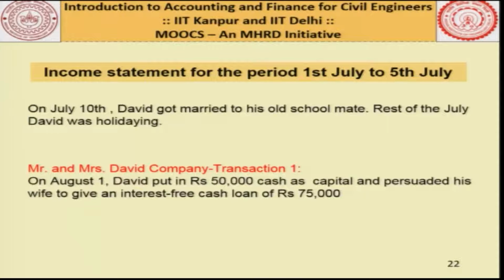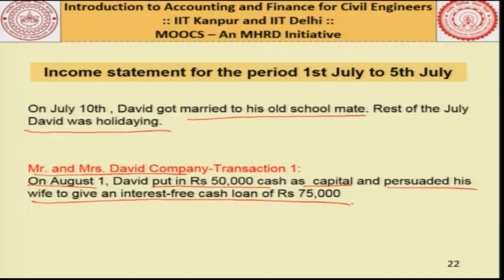Let's move further. On July 10th, David got married to his old schoolmate. Rest of the July, David was holidaying. Now, after they came back from holidays, they started Mr. and Mrs. David Company. This is a new company. So, on August 1st, David put in rupees 50,000 cash as capital and persuaded his wife to give an interest-free cash loan of rupees 75,000. So, based on this, can you now prepare the balance sheet and you can show what are the assets of the company and what are the liabilities?